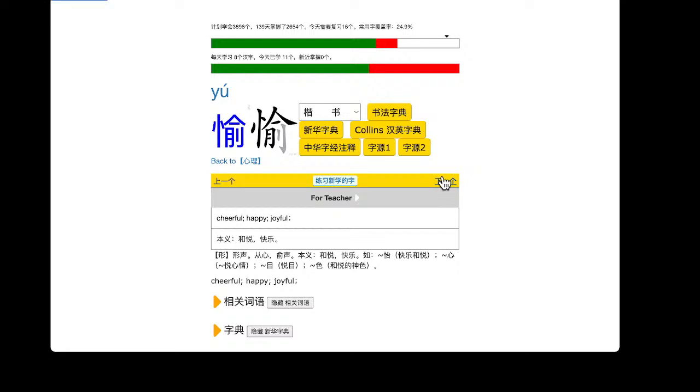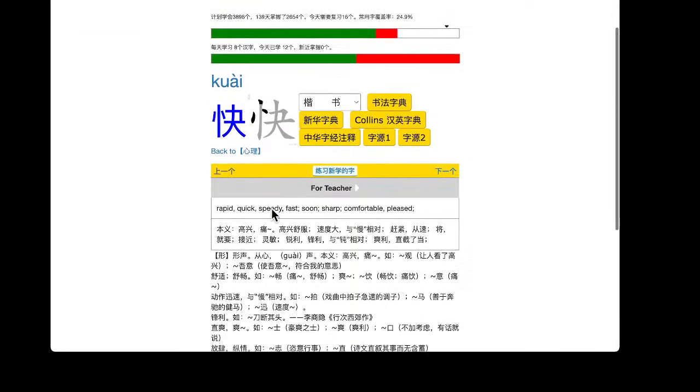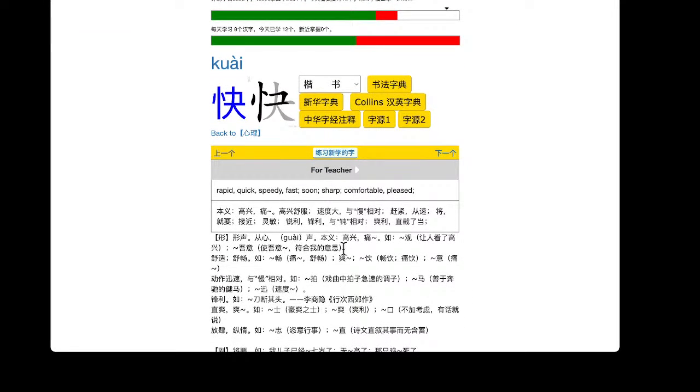Next one, 快. Now 快, the original meaning is joyful, cheerful, happy.